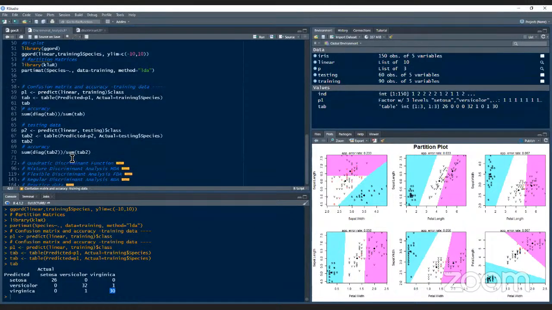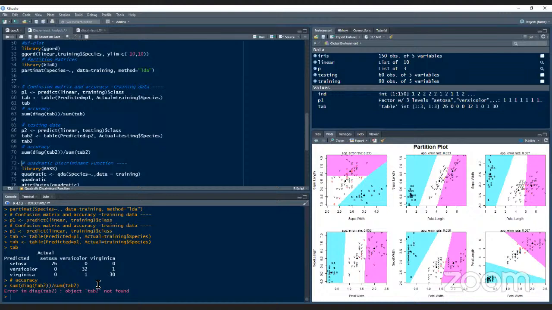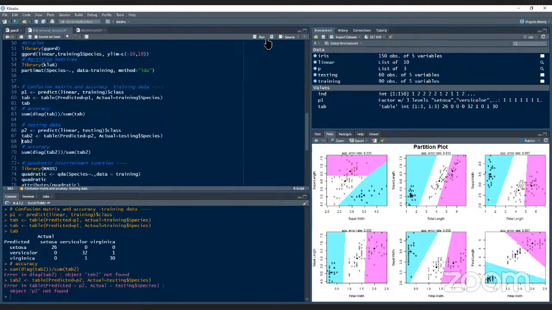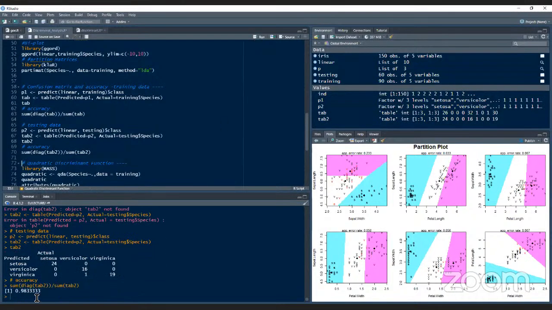If we want to calculate accuracy, what we do is add these correct ones, 26 plus 32 plus 30, divided by all these values. So we have written sum of diagonal of type 2 and sum of type 2. Yes, 93.33% is the accuracy of this model when we used the training data set itself.